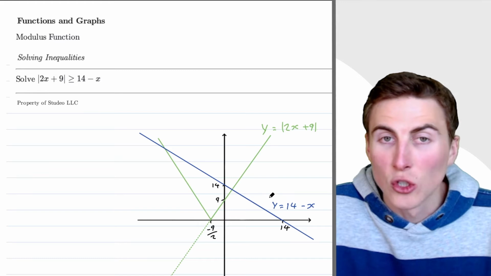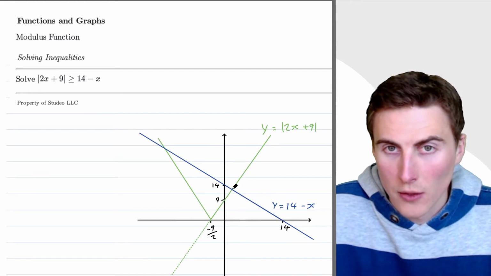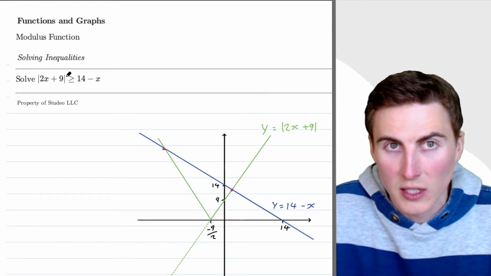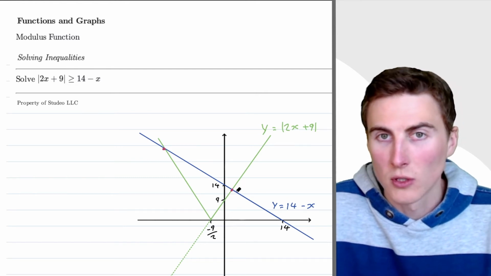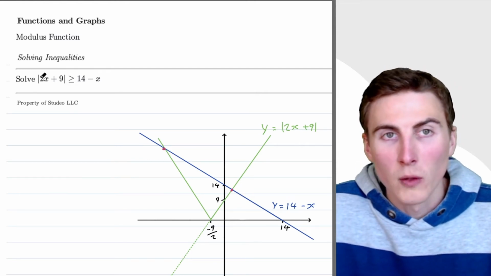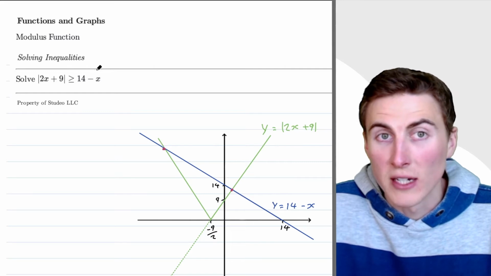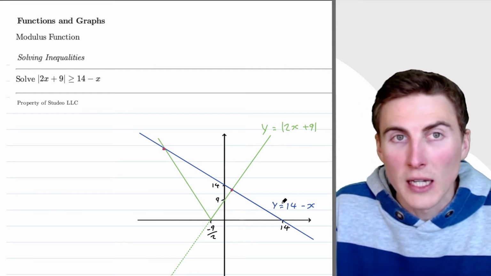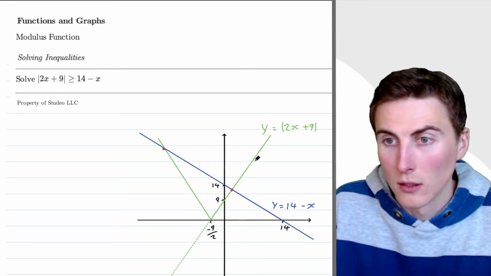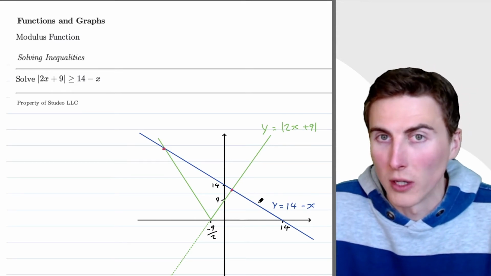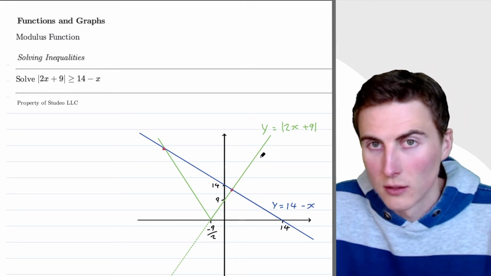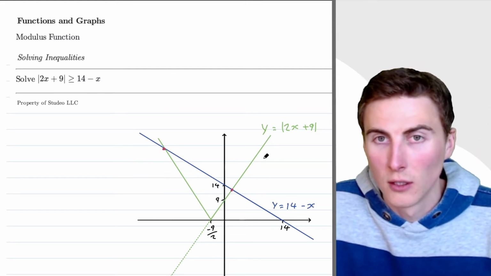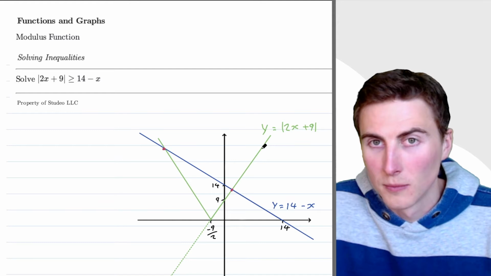So our solutions then are this bit here and this bit here. If it was just this equals this, these coordinates would be our solutions. However, we want to know when this is greater than this. The best way to think about it is when is the green line greater than, or higher up than, the blue line. If we look here, you can see the green line is way higher up the y-axis than the blue line. So this area fulfills our criteria.